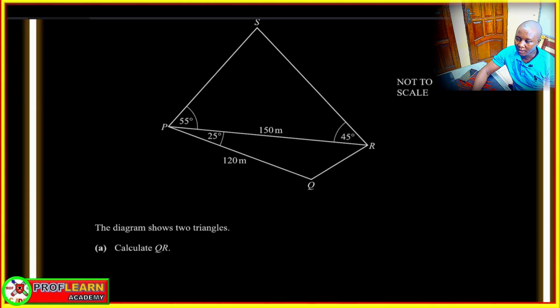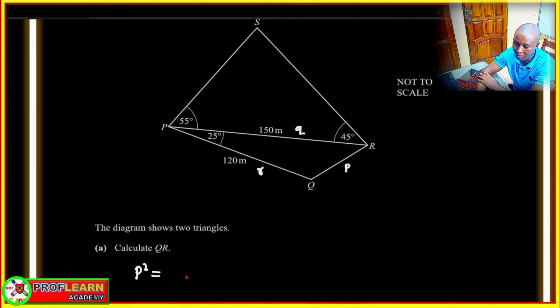So in this question here, candidates were tested to calculate the length of QR, and you can see we have the angle of 25 degrees, and then we have two sides. So here we're going to use the cosine rule to work out this particular question. We're going to start by assigning the sides so that we can easily use the formula. P is opposite, so we can call this side P, and this is opposite to Q, we can call it Q, and R will be this one.